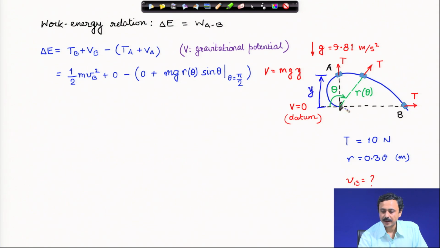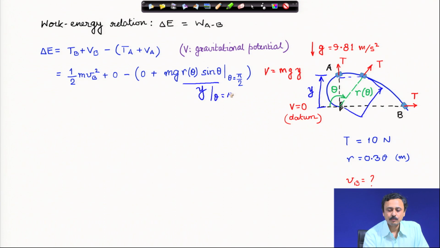So, this radius r times sin theta is nothing but the projection on the vertical axis. r times sin theta is the projection of the radial distance on the vertical line, because theta is being measured from this horizontal line. Notice that. Now, theta at position A is 90 degrees. Therefore, this is the expression of y, and this must be evaluated at theta equal to pi by 2, 90 degrees.